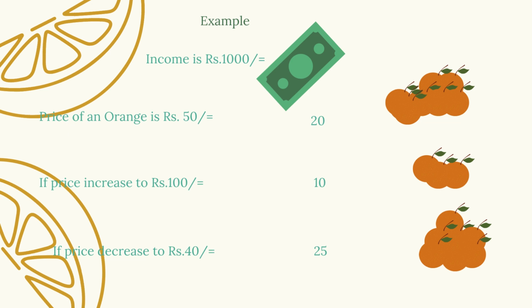If the price increases to 100 rupees, then you can buy 10 oranges. If the price decreases to 40 rupees, you will buy 25 oranges. So you will notice income was constant, your liking for oranges, that is your taste or preference, was constant, and the only factor that kept changing was price. When the price increased, the quantity purchased decreased, and when the price decreases, the quantity purchased increased.